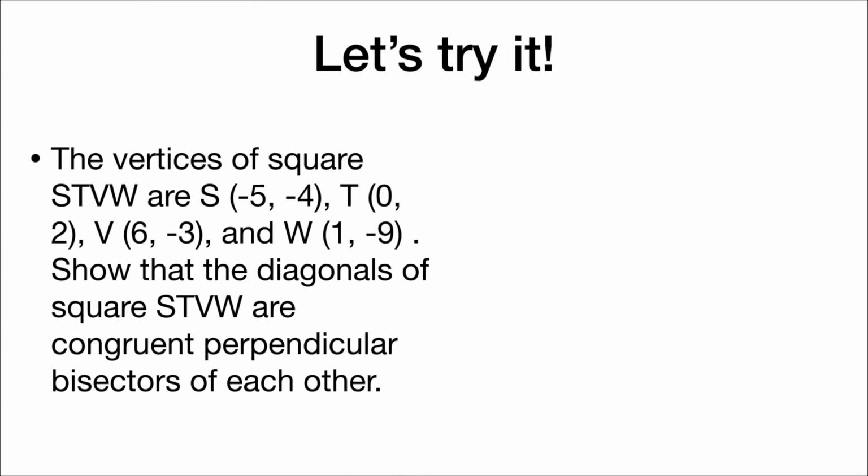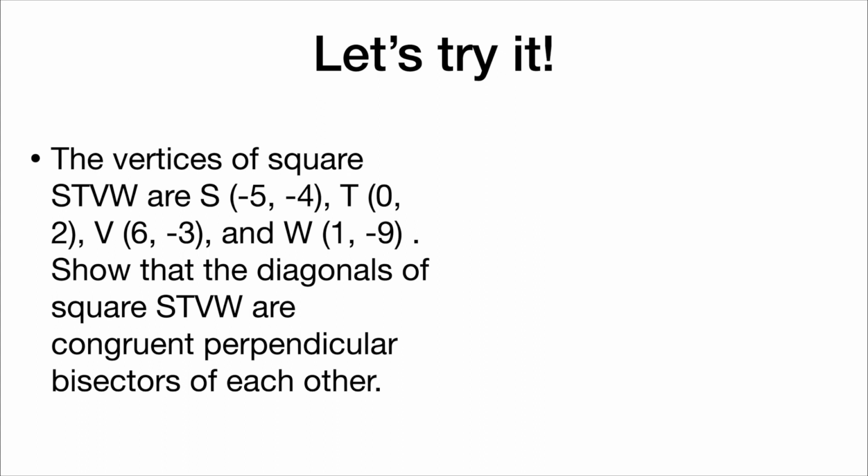Here's our first question. It says, the vertices of square STVW are S at -5, -4, T at 0, 2, V at 6, -3, and W at 1, -9. Show that the diagonals of square STVW are congruent perpendicular bisectors of each other, because that's what it means to be a square. So the first thing I'm going to do, just for the ease of us seeing it better, is kind of sketch out where these points are.